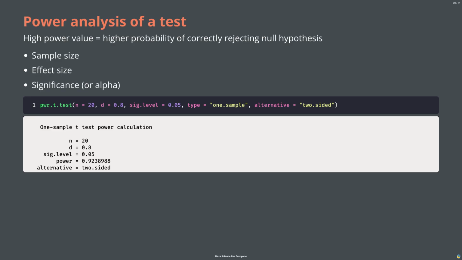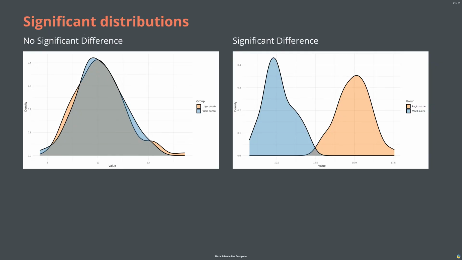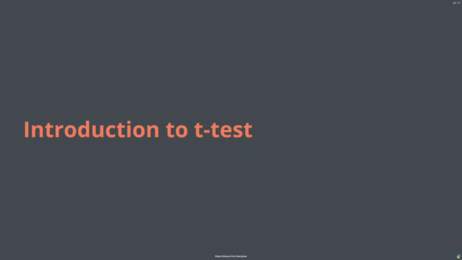Power gives the probability that the alternative hypothesis is true if a significant difference is found between the groups. In our puzzle dataset, the distributions may end up similar and have no significant difference, indicating the groups derive from the same population distribution as seen on the left, or may be significantly different, indicating they derive from different distributions as seen on the right. One common method used in A/B testing is the independent sample t-test.